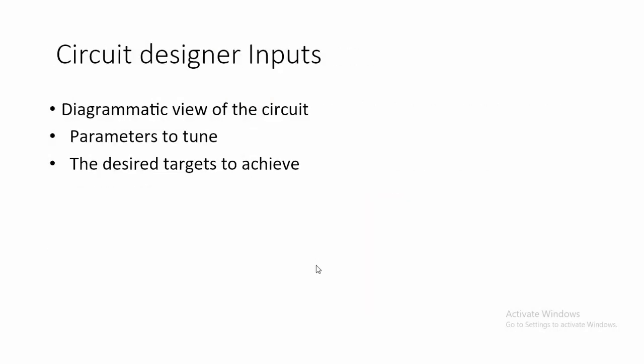So there are three things. First, the user has to provide the diagram of the circuit. The second thing, the user has to specify what parameters he or she wishes to tune, which includes resistance values or the value of inductors or capacitors. These are what is meant by parameters. The user has to specify which resistance to tune, which capacitors to tune, which inductance to tune.